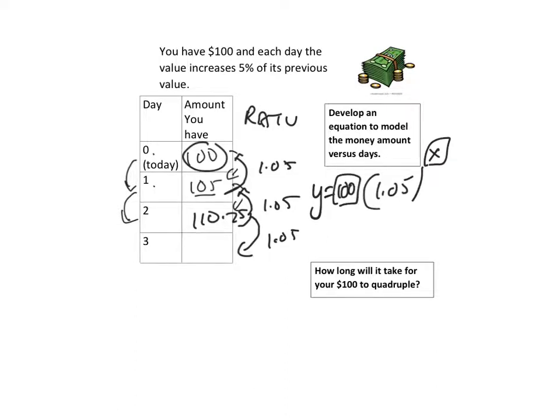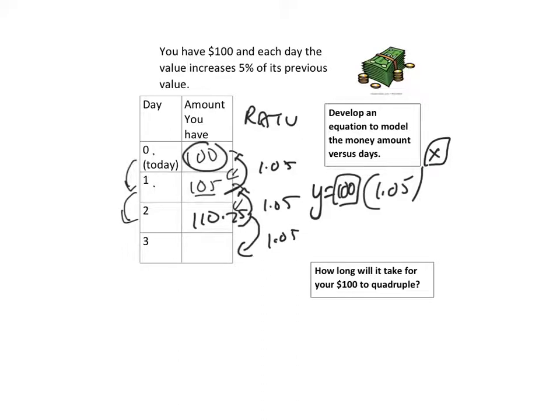And to make sure that this fits, all you have to do is test. For example, if you sub in 2 for the number of days, what is happening? Well, you're taking 100 times 1.05 two times. So 100 times 1.05 times 1.05 is going to give you the $110.25. So I know this function fits.